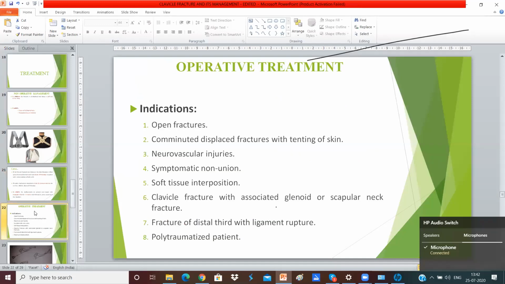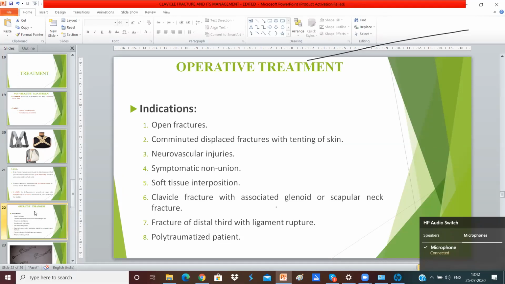So that is your conservative treatment. And if you need to go for the operative treatment, see, in certain situations, the conservative treatment is not enough. There you need to go for the operative treatment. And the operative treatment, as I said, is not essential in most of the cases, but in certain cases, of course, you need to do it.